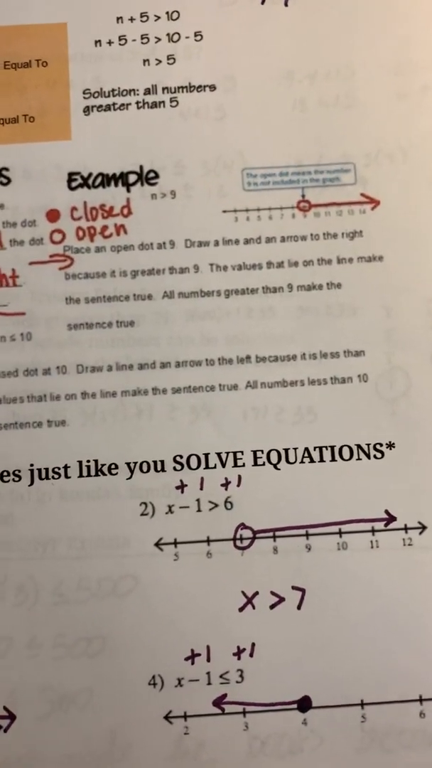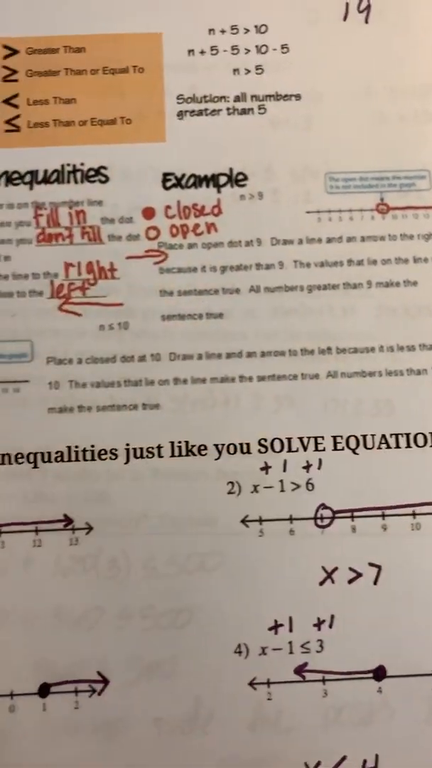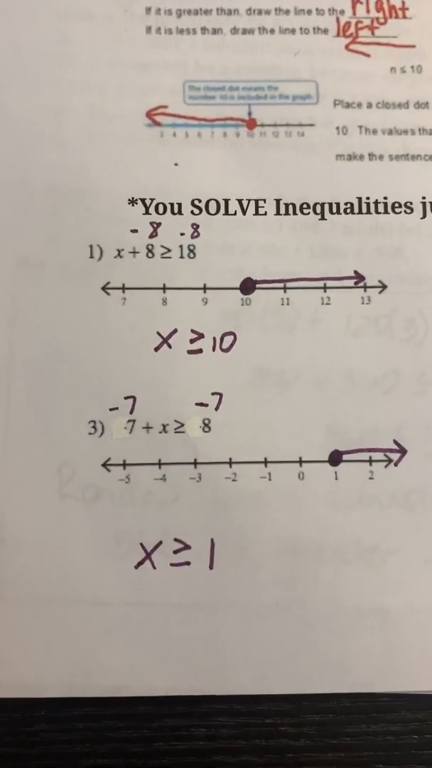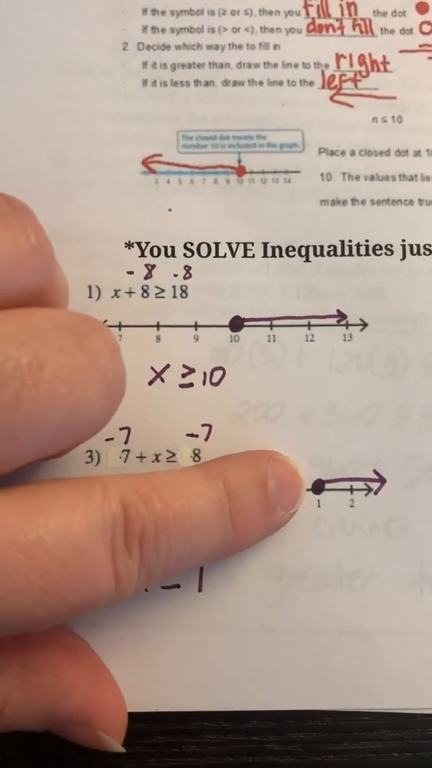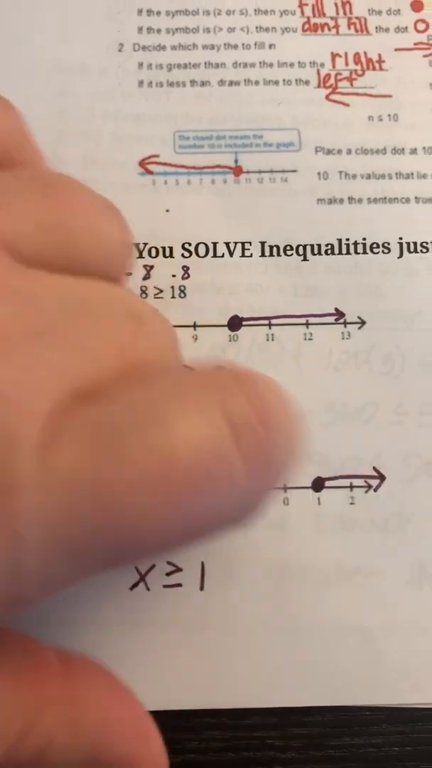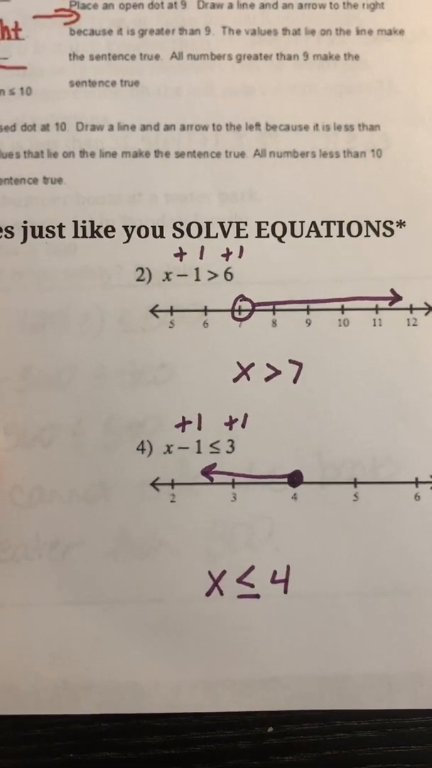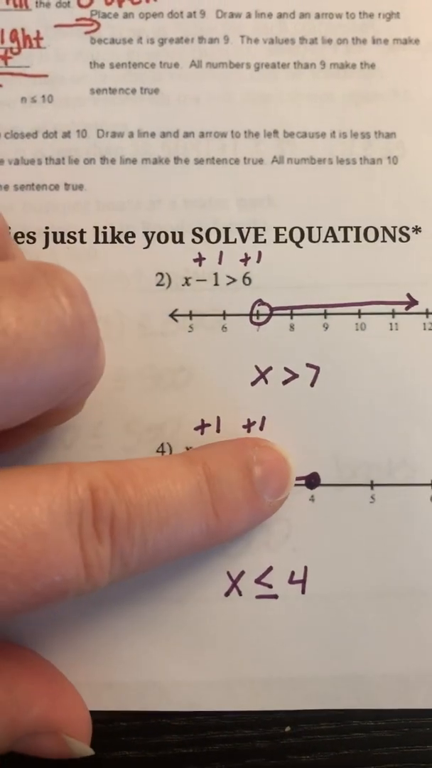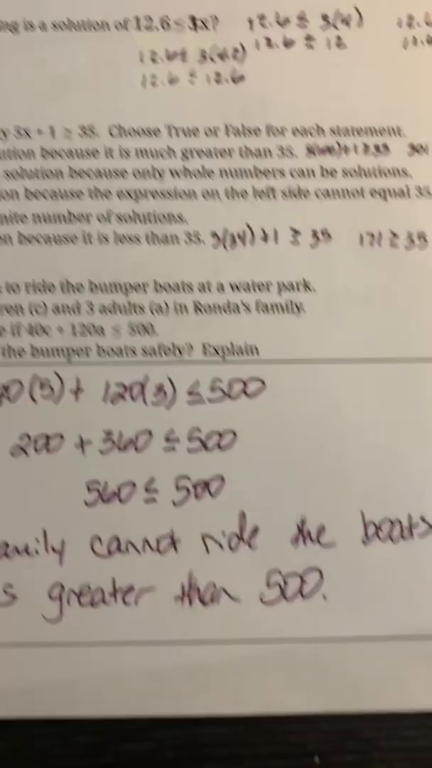Number 2, x is greater than 7. Open circle, arrow pointing to the right. Number 3, x is greater than or equal to 1. Closed circle on the 1, arrow pointing to the right. Number 4, x is less than or equal to 4. Closed circle on the 4, arrow pointing to the left.